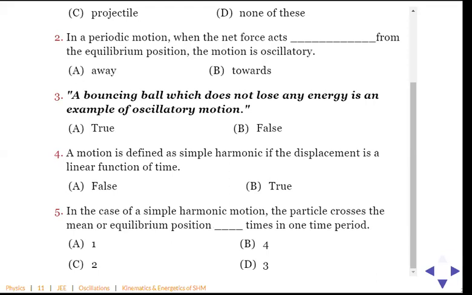Third, a bouncing ball which does not lose any energy is an example of oscillatory motion. True or false? Most of you are saying true. Now, fourth one: a motion is defined as simple harmonic if the displacement is a linear function of time. Now fifth: in case of simple harmonic motion, the particle crosses the mean or equilibrium position dash times in one time period.